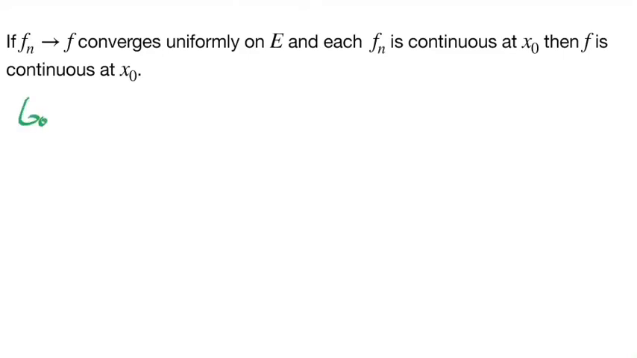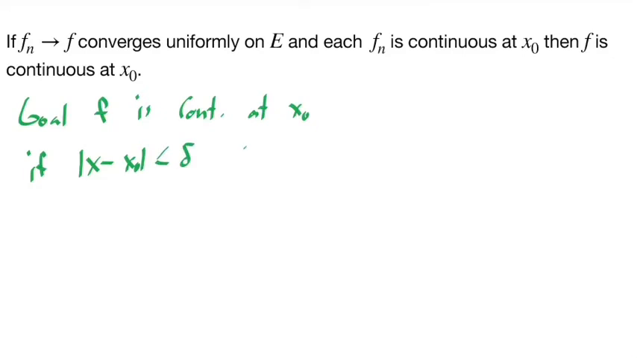How are we going to do this? Well, the answer is, let's just think about what our goal is. Our goal is to show that f is continuous at x naught, and that means that we want to know that if |x − x naught| is less than delta, then |f(x) − f(x naught)| is less than epsilon. So that's what we want. We're going to have to make a couple of comparisons along the way.